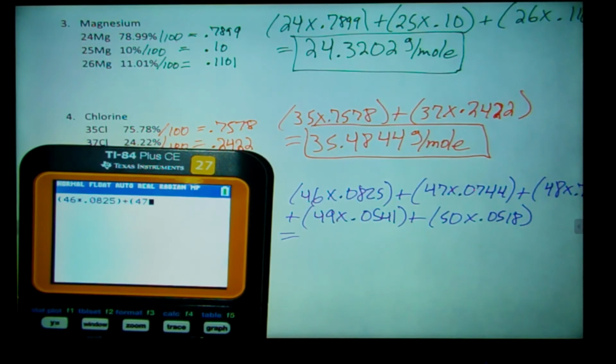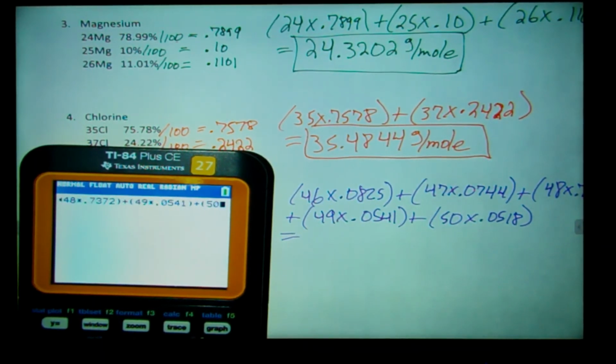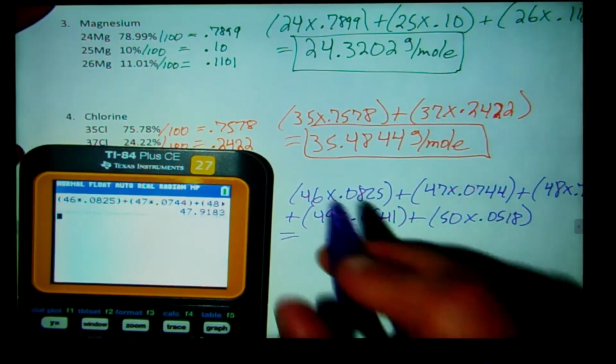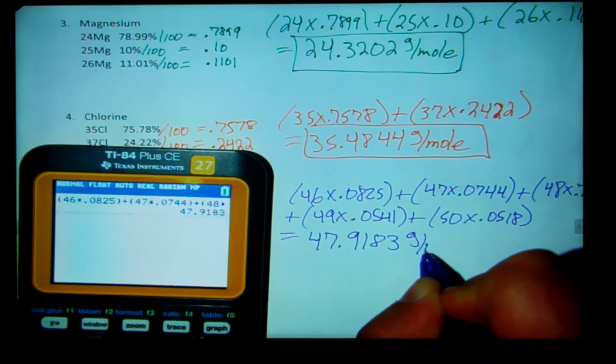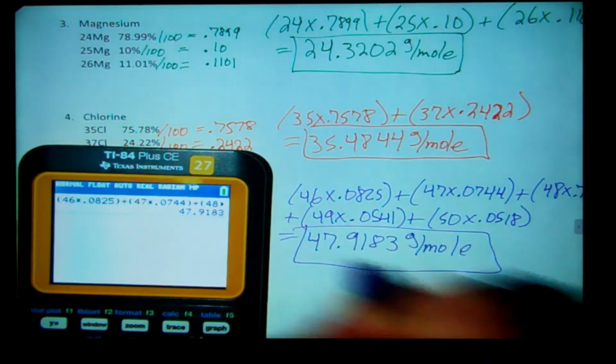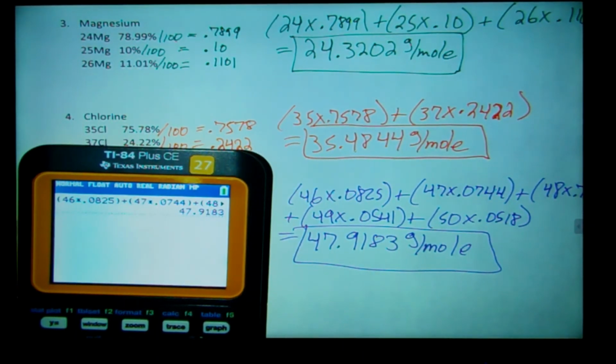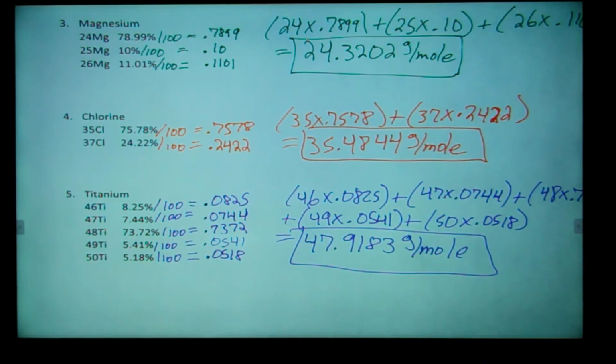So like I said, if you don't want to write this all out, that's fine. It's up to you, but I'm telling you, I recommend it. Take the extra time. It's worth it. The simplest mistake can happen. You'll be happy if you make a simple mistake and you get partial credit because you accidentally hit a wrong number in the calculator, instead of you getting no credit because you put the wrong answer. So 47.9183 grams per mole. Boom.